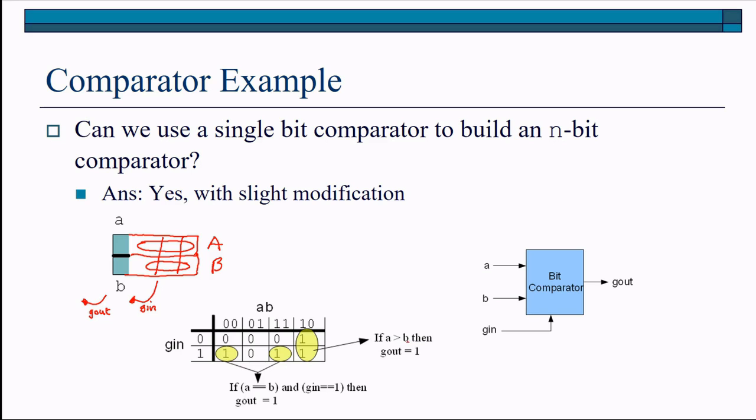If small a is greater than small b, so in other words, if you have a 1 here and a 0 here, in that case, G out is equal to 1. It does not depend on Gn. And that gives us these two 1s here.